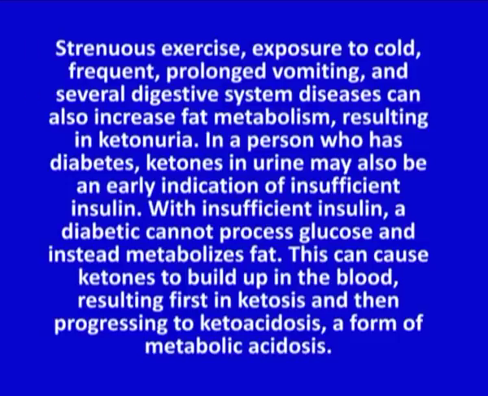ketonuria. In a person who has diabetes, ketones in urine may also be an early indication of insufficient insulin. With insufficient insulin, a diabetic cannot process glucose and instead metabolizes fat. This can cause ketones to build up in the blood, resulting first in ketosis and then progressing to ketoacidosis, a form of metabolic acidosis.